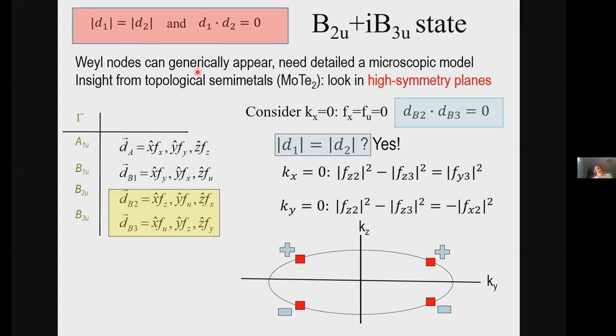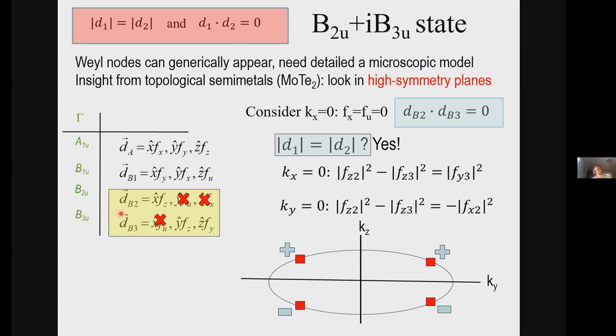And I'm going to borrow a little trick that we've learned from topological semimetals, so molybdenum ditelluride, and look at high symmetry planes where they find Weyl nodes in these materials. And so I'm going to focus on the kx equals 0 plane. And the key simplification that happens when I consider kx equals 0 is these functions fx and fu must both be 0. And so if we look at what that means for the B2u and B3u pairing states, I can just cross out the components of this that look like fx and fu, and that's what I've done here.